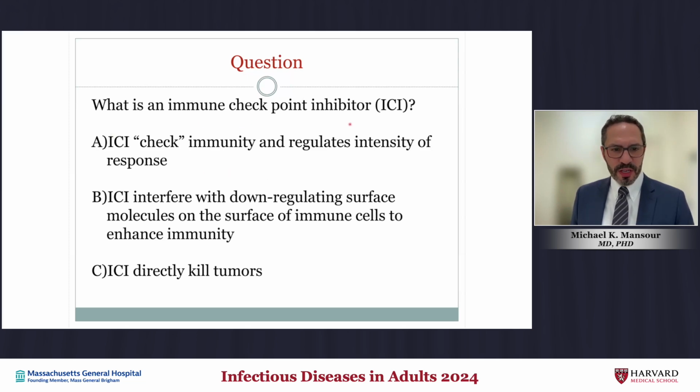So what is an immune checkpoint inhibitor? I'm going to ask a question here. Please think about that answer, and after the first part of the talk, you should be able to answer this, and I'll reveal the answer. A, an immune checkpoint inhibitor regulates the intensity of an immune response. Or B, an immune checkpoint inhibitor interferes with down-regulating surface molecules on immune cells to enhance immunity. Or C, these immune checkpoint inhibitors directly kill tumor cells. Let's think about these three choices, and then we will reveal the answer at the end.